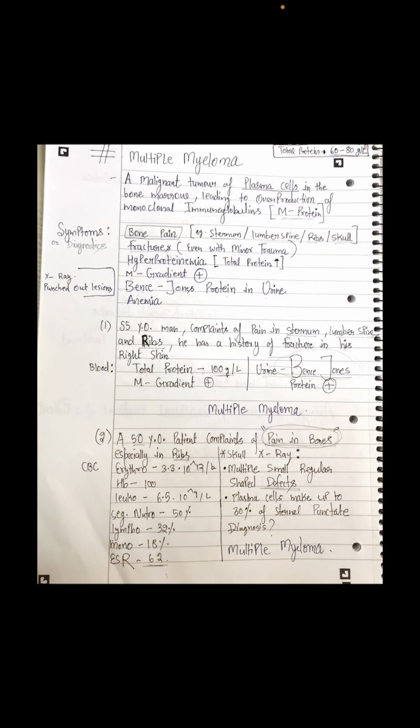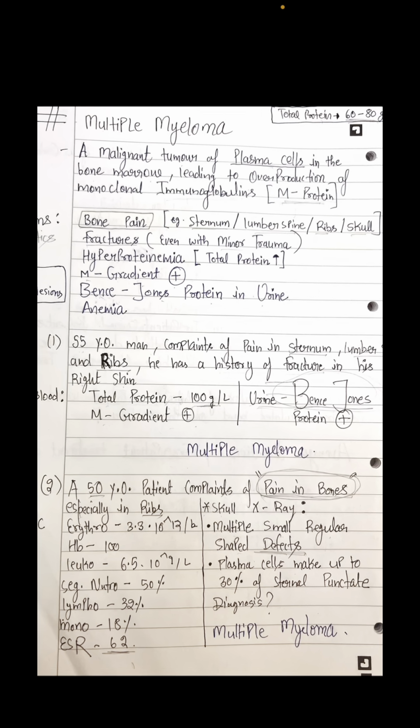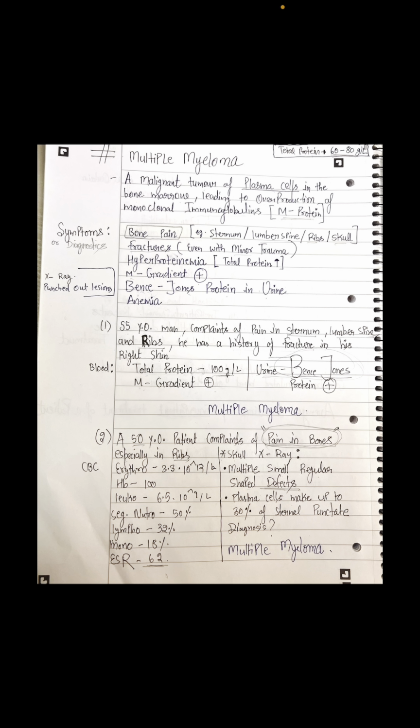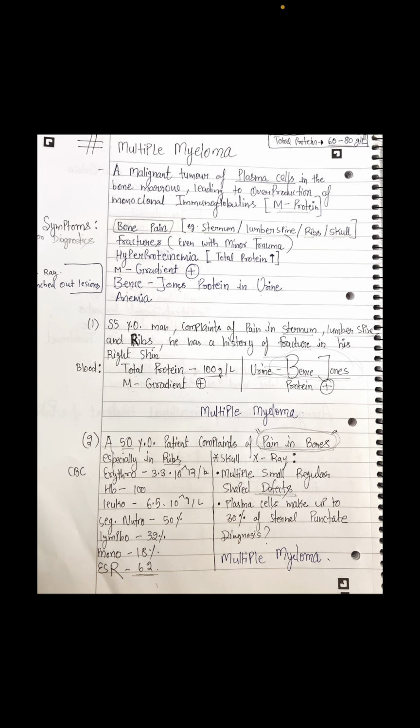Let's go next. Next is multiple myeloma. So a very short explanation for multiple myeloma. It is a malignant tumor of the plasma cells in the bone marrow, leading to the overproduction of monoclonal immunoglobulins. So there will be M protein deposits over there. So symptoms, let's see. Bone pain. Bone pain is the hallmark, which we are going to use in the croc question. Bone pain and Bence-Jones protein. Look at the symptoms and just remember the bone pain and Bence-Jones protein in the urine, that these are the hallmark findings for multiple myeloma.